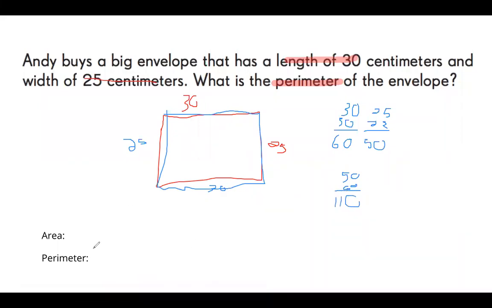So my perimeter is 110 centimeters. Now I'm going to do my area, and I know that area is how long this shape is times how wide it is. So if the length is 30 and the width is 25, I'm going to do 25 times 30 to figure out how many squares are inside this, and then I'm going to get 750. But I need to make sure that I have the correct label of centimeters squared, okay?